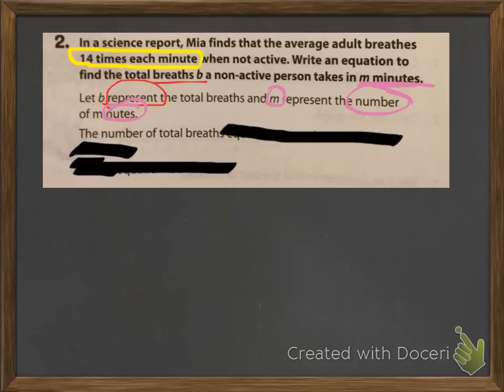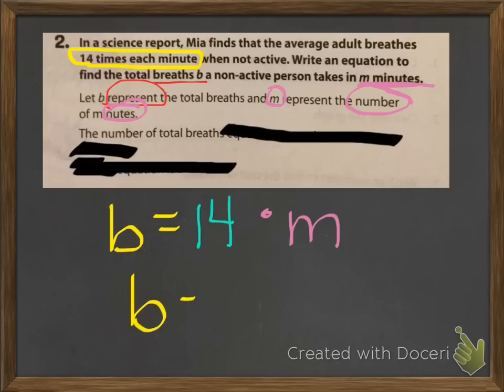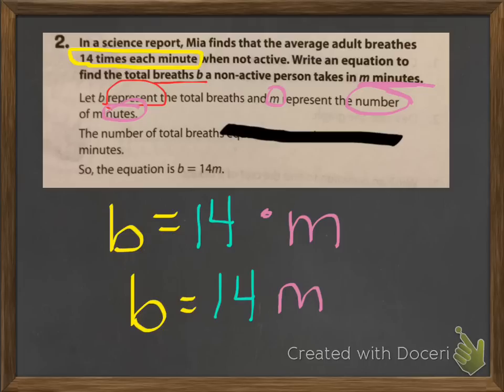So since B is going to be with that word total, that's how we know that's the one that's going to go by itself. B is the total, so it goes by itself. So B is equal to the number of minutes. So it's 14 times each minute. So it's 14 times the number of minutes, which would then be B equals 14M. Okay, and as you can see, that's what they got as well.